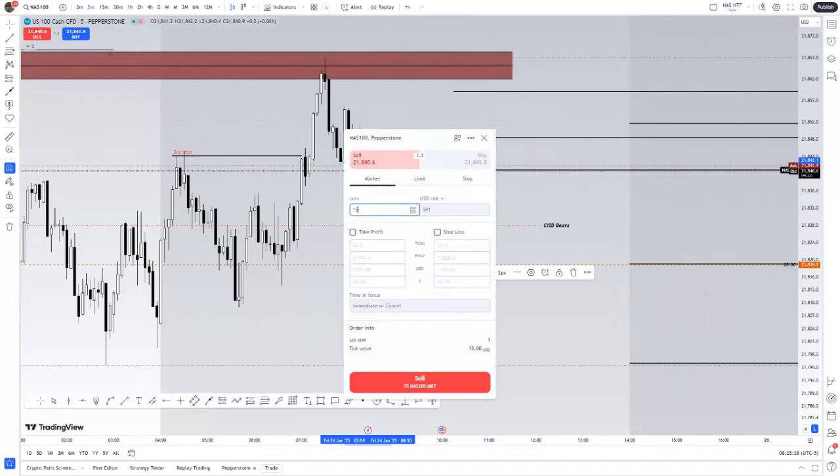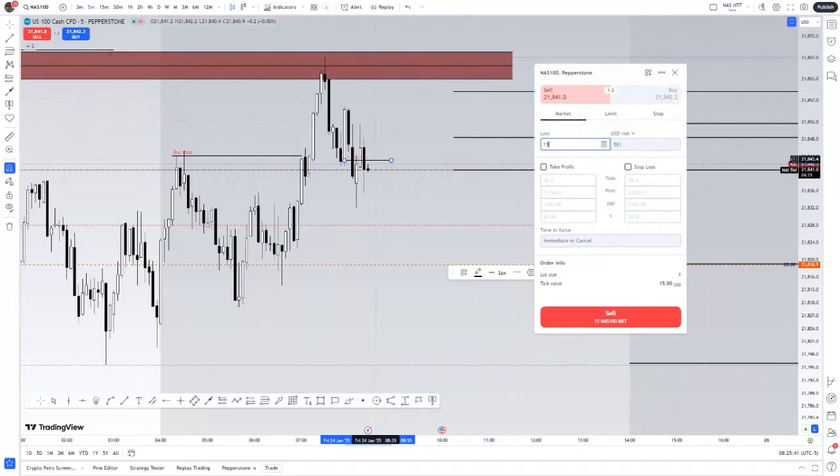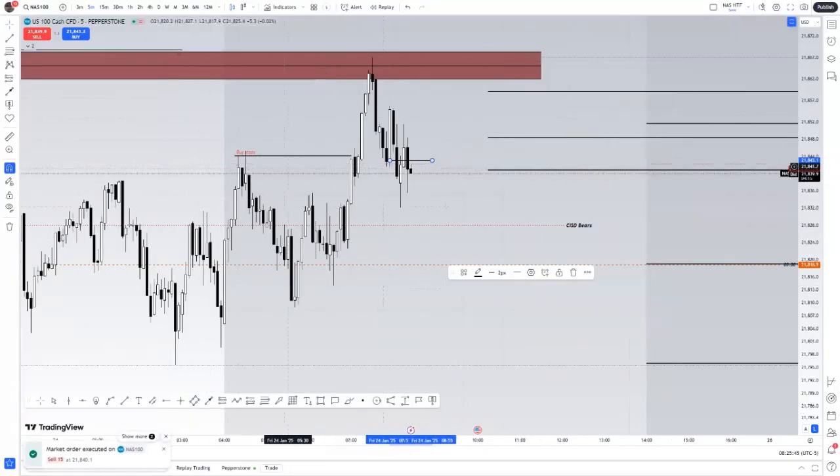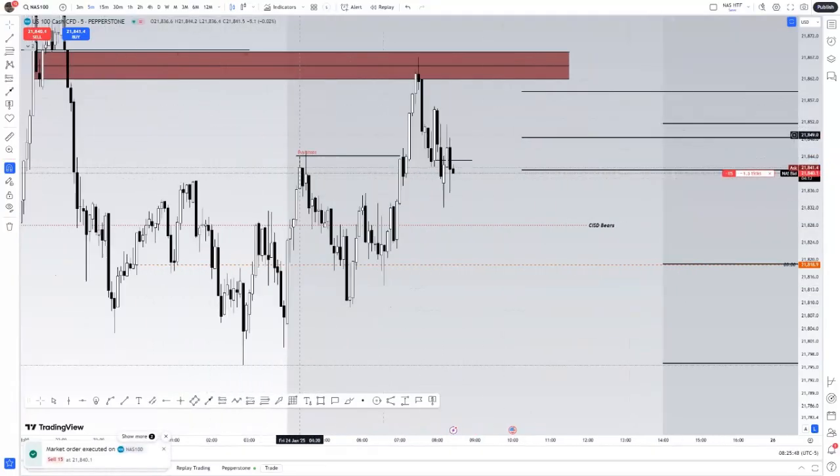We'll have to use 15 lots now because we lost the trade with gold. Use 15 lots. This is where you want to get into your shorts, right? And just like that, you're into shorts.